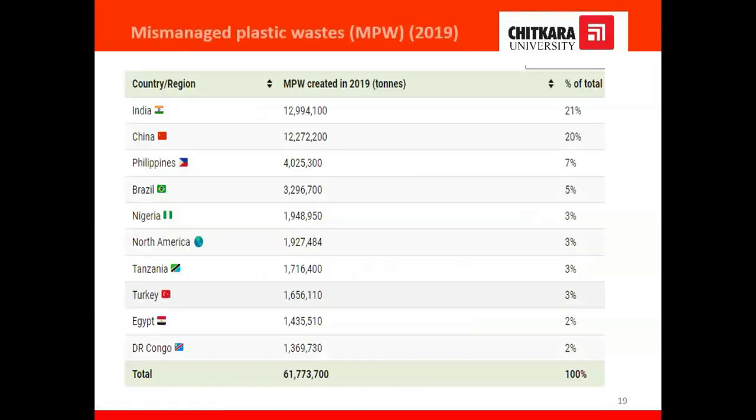This statistic shows the mismanaged plastic waste, MPW, and we can see India is on the top, followed by China, Philippines, and other countries. So, as Indians, we have to think about how we can avoid the use of plastic and how we can manage this plastic waste, so that our coming generation can feel safe in our country.